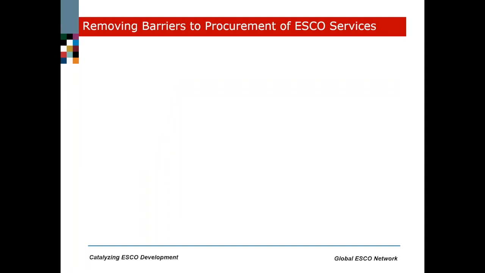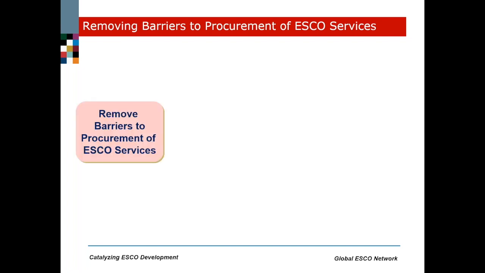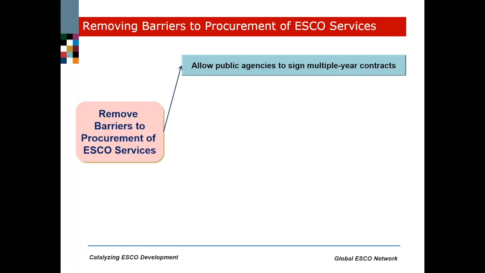The second area is removing the barriers to procurement of ESCO services. Here we have the need for an ability to sign multiple year contracts, because the whole concept of the ESCO industry is that ESCOs make the investment, they're paid from the savings, and generally they're paid over a number of years because the savings can accrue for as many as 10, 15 years since the equipment that is installed to achieve the energy efficiency can last that long. But unless there's some assurance that they're going to get paid over a number of years, they cannot function.